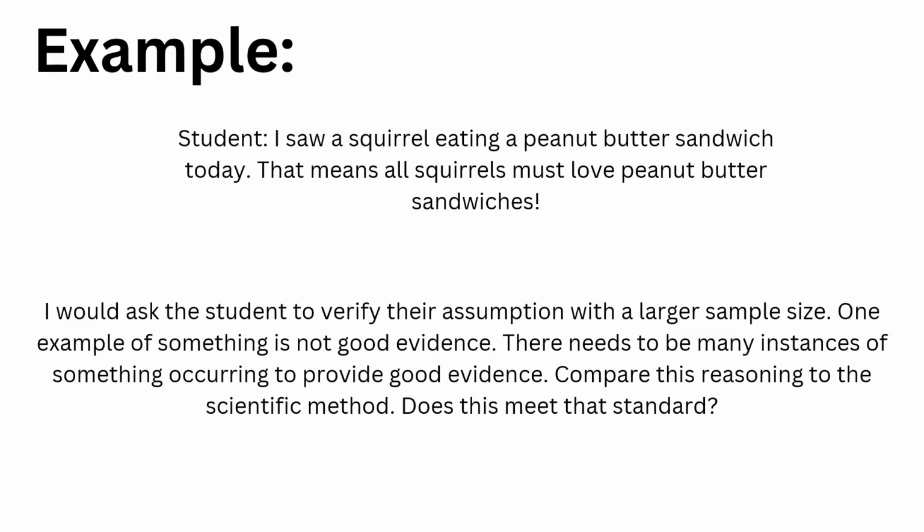In this example, the student wrote, "I saw a squirrel eating a peanut butter sandwich today. That means all squirrels must love peanut butter sandwiches." I would ask the student to verify their assumption with a larger sample size. One example of something is not good evidence. There needs to be many instances of something occurring to provide good evidence, and compare the reasoning to the scientific method. Does this meet that standard of scientific reasoning?